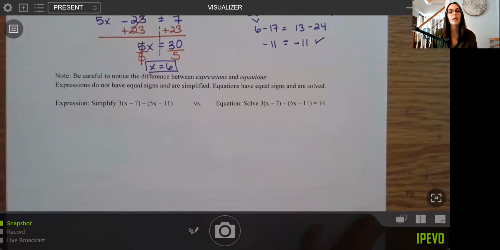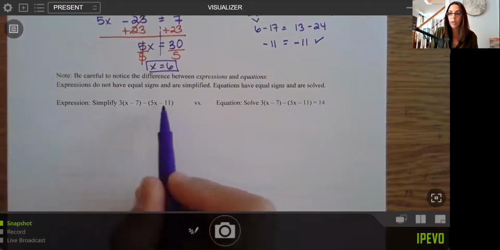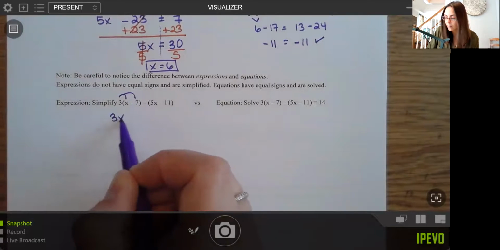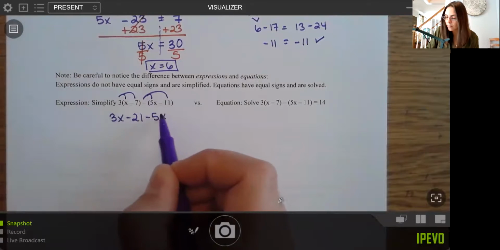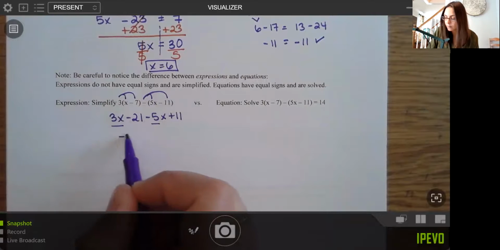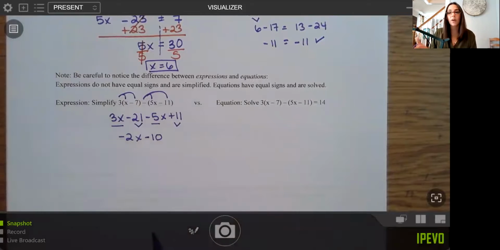All right, one thing I do want to note is do be careful. So we do have expressions and equations. Expressions do not have equal signs and they're simplified. Equations have equal signs and are solved. So you just want to be careful. So something like an expression looks like this. There's no equal sign. So what I would do is I would simplify. Here, when I distribute, I'm going to make sure I distribute that negative as well. I can combine my like terms. But that's as far as I can go.